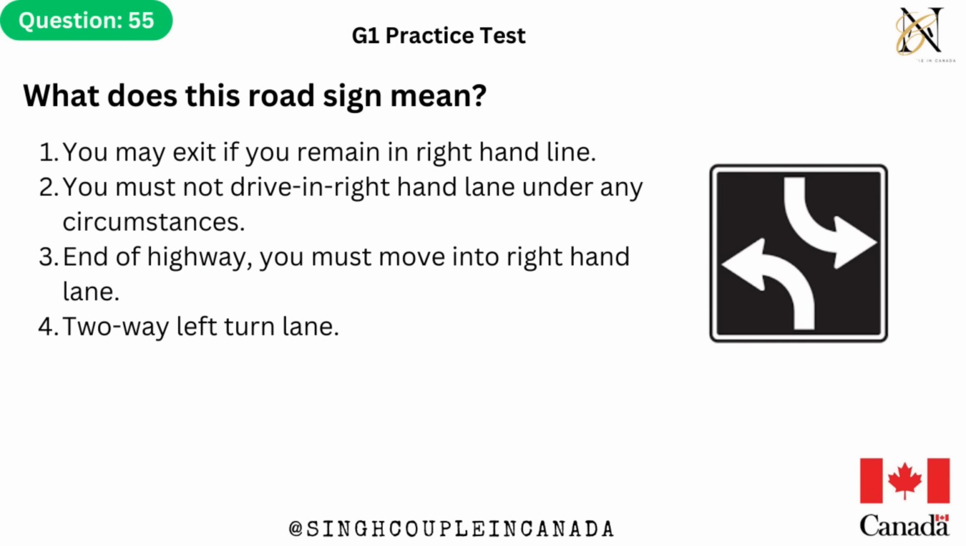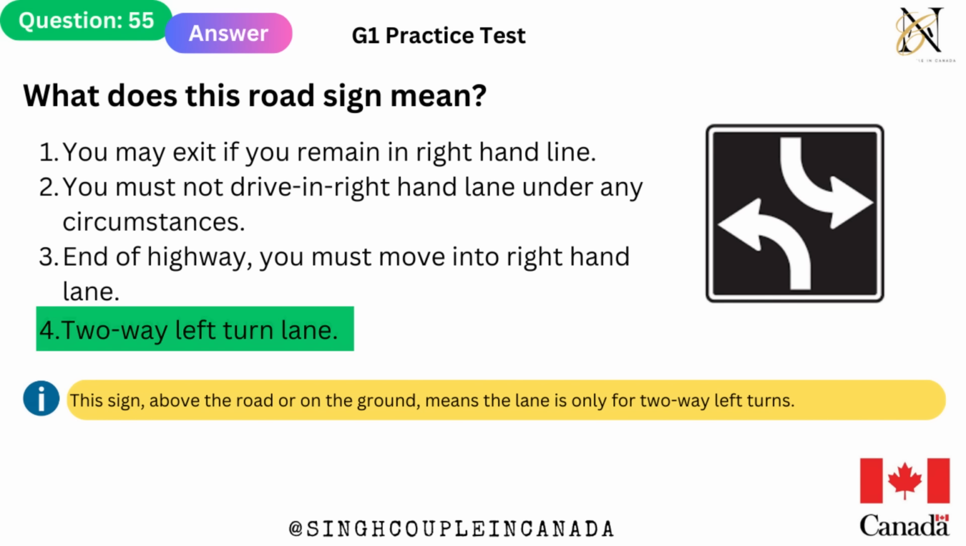What does this road sign mean? 1. You may exit if you remain in right-hand line. 2. You must not drive in right-hand lane under any circumstances. 3. End of highway, you must move into right-hand lane. 4. Two-way left turn lane. The answer is 4. Two-way left turn lane. This sign, above the road or on the ground, means the lane is only for two-way left turns.